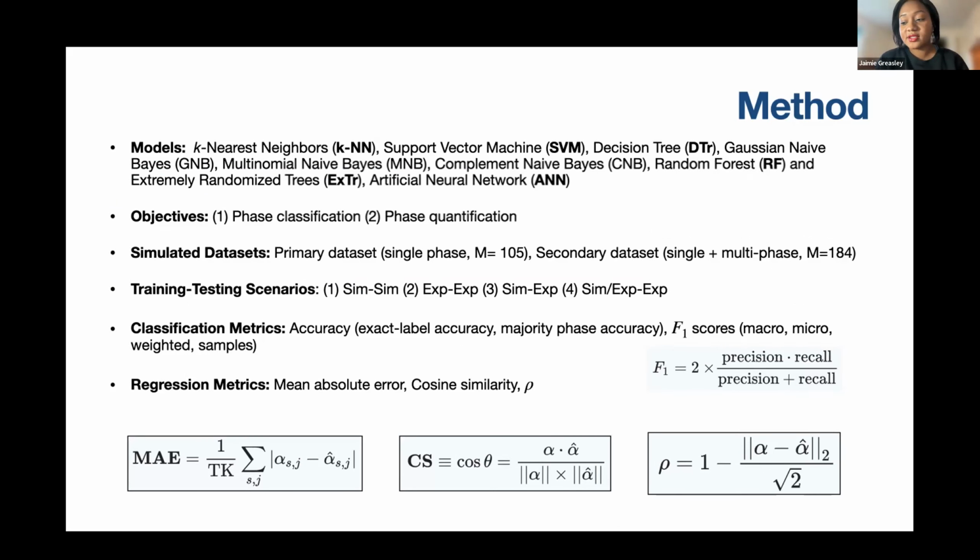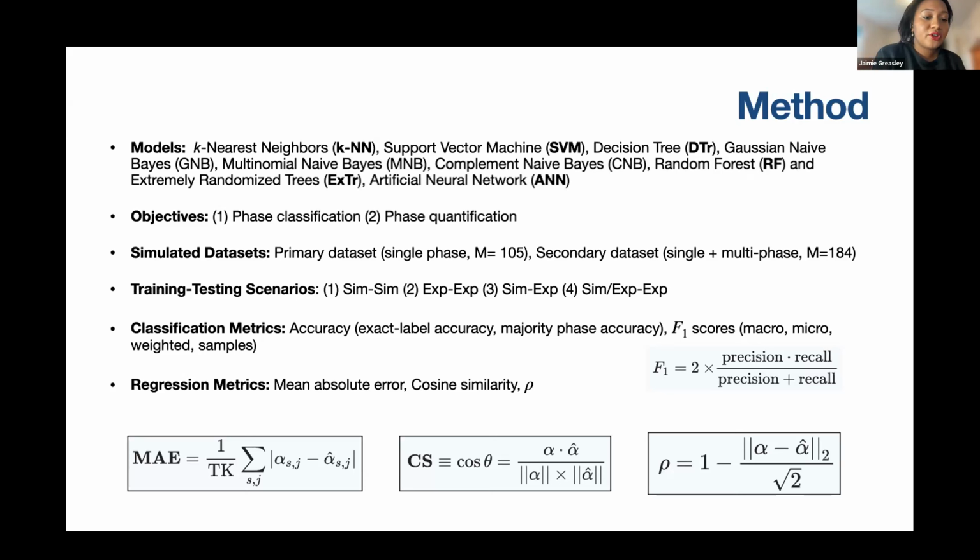And in addition, because there was a lot of use of simulated data, I wanted to test that theory, like, is simulated data good? So in addition to the experimental data set, we had the primary data set, which is just singular phases that I generated. And then the secondary data set contained single phases as well as multiple phases, like a linear combination of the single phase data.